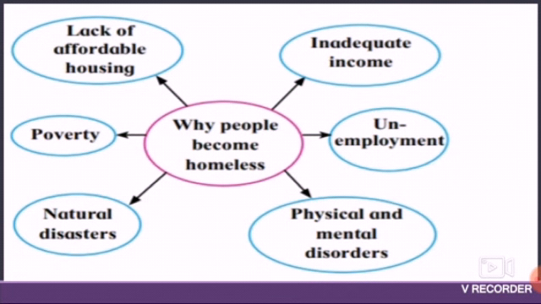Inadequate income. The income is not that good. Unemployment. Nowadays this situation is there in cities like Mumbai, where people are educated but they don't have jobs. Physical and mental disorders. Some of them will not be able to do the work properly. Natural disasters. Poverty. Poverty means they are poor. So these are the various reasons why people don't have proper income. As they don't have proper income, they are homeless.